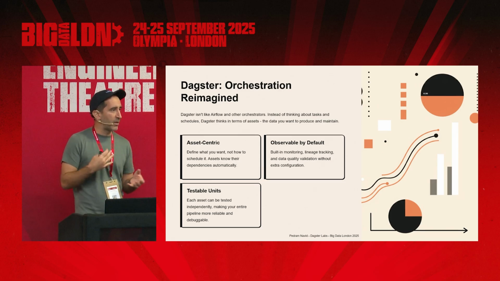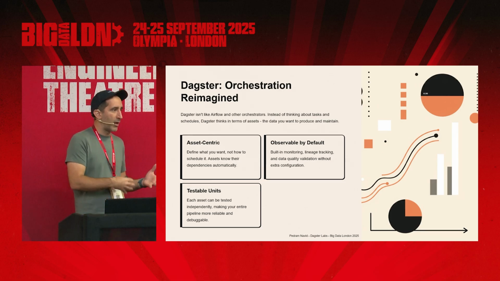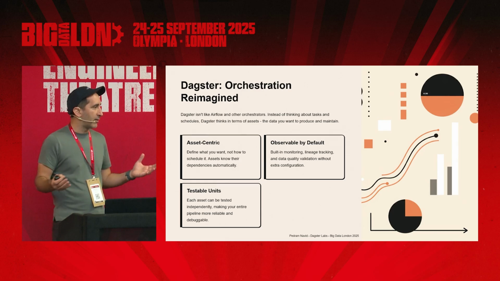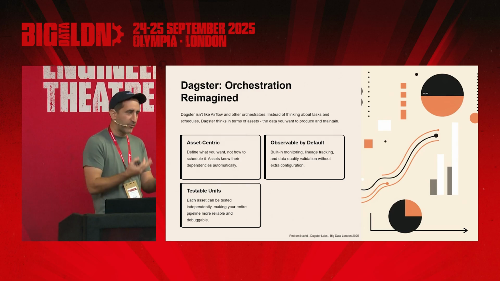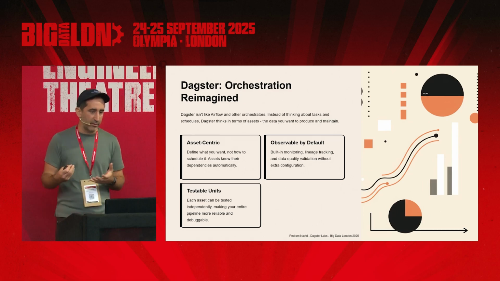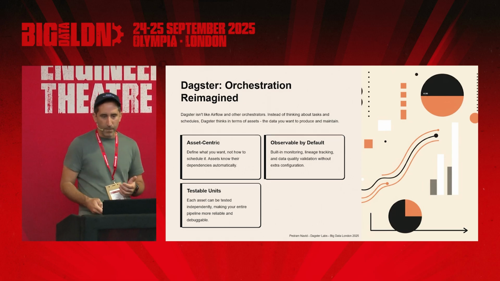The other nice thing is you get a lot of observability in this way, right? If you define your data sets as assets rather than as tasks, you get a data catalog for free. You've essentially built a data catalog through your orchestrator, and you get to have these very fine-grained testable units. You can test individual assets and assert certain things about them.